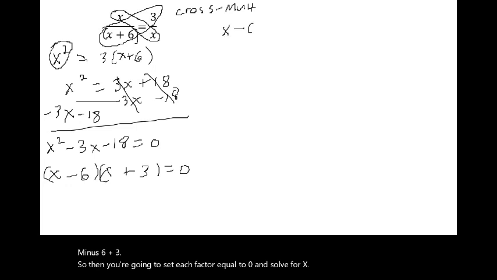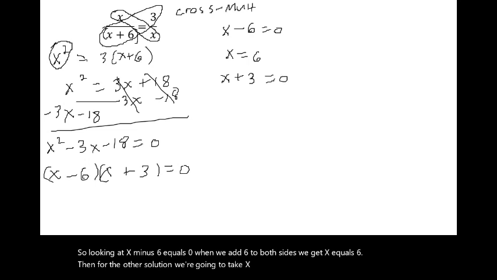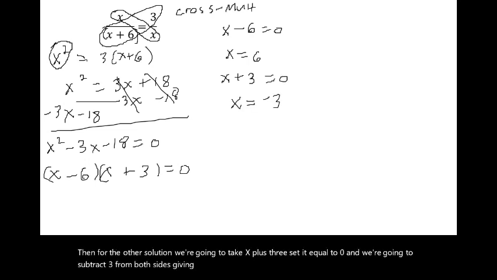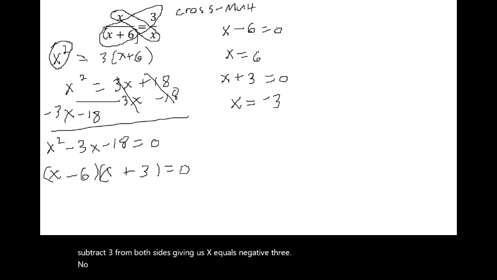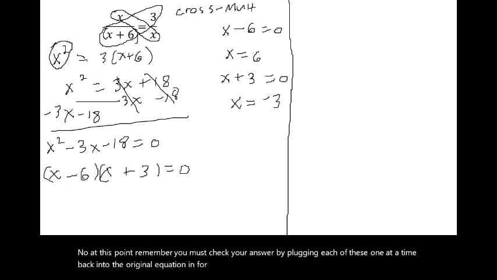So looking at x minus 6 equals 0, when we add 6 to both sides, we get x equals 6. Then for the other solution, we're going to take x plus 3, set it equal to 0, and subtract 3 from both sides, giving us x equals negative 3. Now, at this point, remember, you must check your answer by plugging each of these one at a time back into the original equation in for every single spot that you see an x.